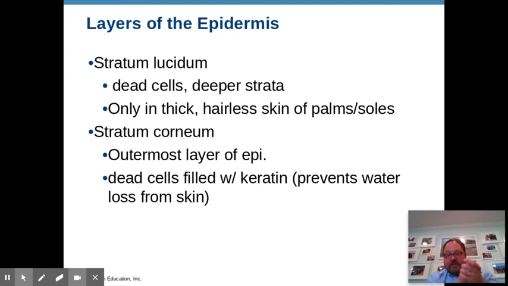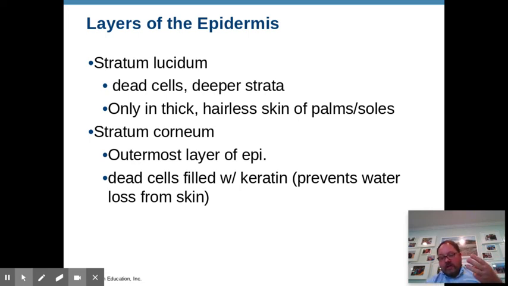These are areas that are subject to more friction. So it's just an extra layer of cells to provide a little bit more protection. So again, we have lucidum in areas like the palms and the soles to provide a little extra protection. And then stratum corneum, that's the stuff you see. That's the outside layer. So again, those are dead keratinized cells. That's your outer waterproof layer.